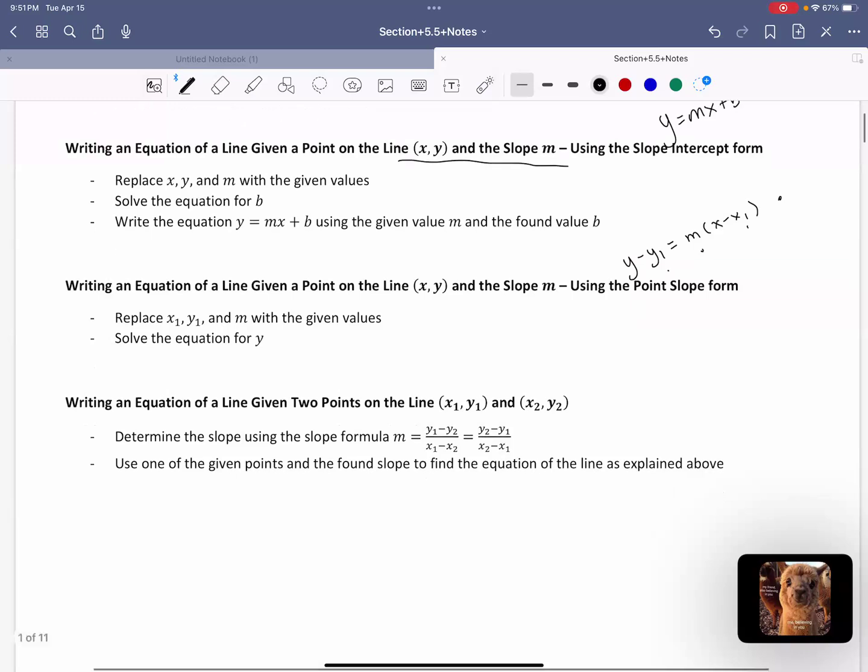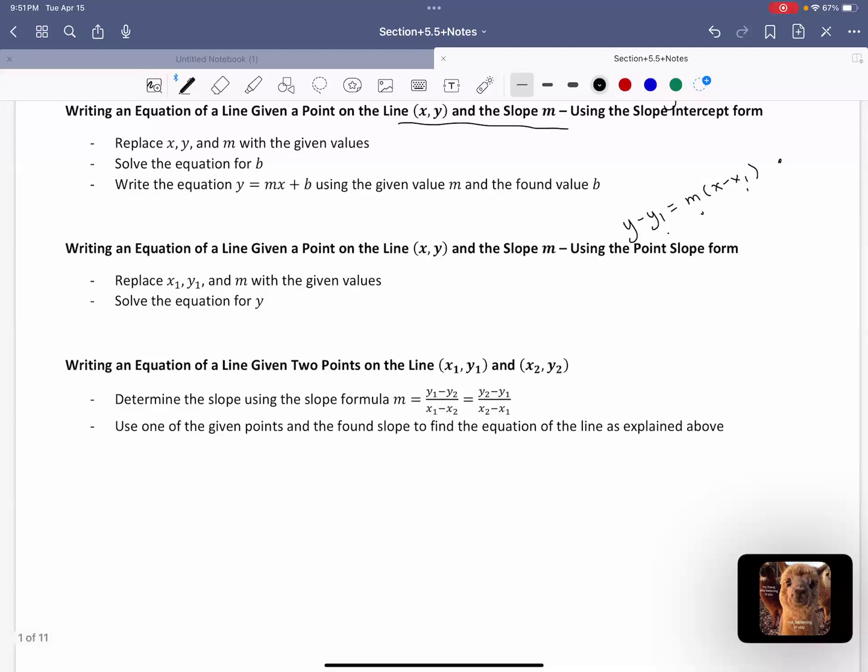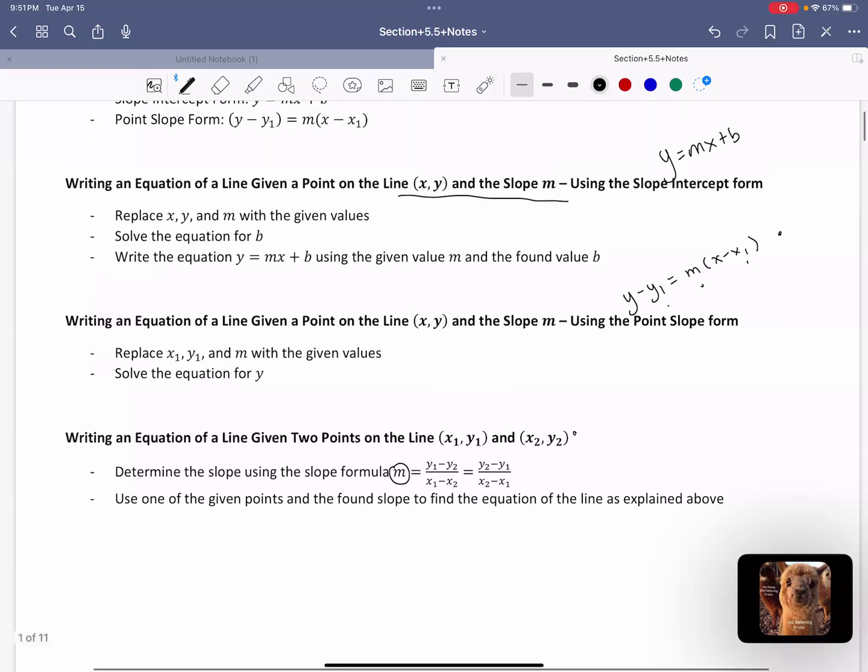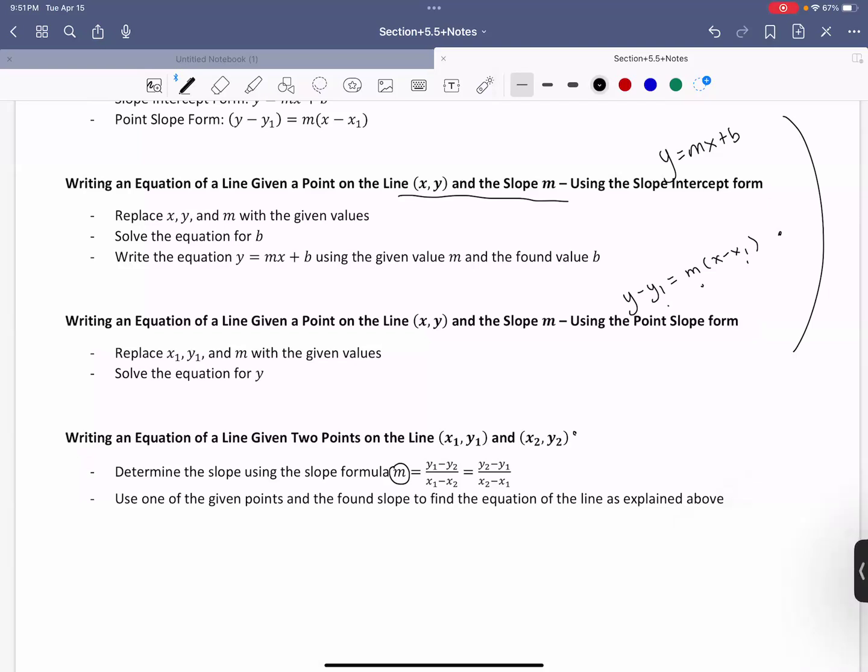The other types of problems we had were where we were given 2 points on the line instead of a slope and a point. For those problems, we first had to find the slope of the equation using those 2 points we were given. Once we had the slope, we decided which of the 2 points we wanted to use with the rest of the problem. We no longer needed both of them. And then we returned to these two methods that we talked about here, where we had a slope and a point to find the equation of the line.